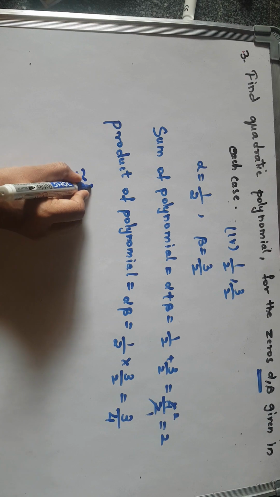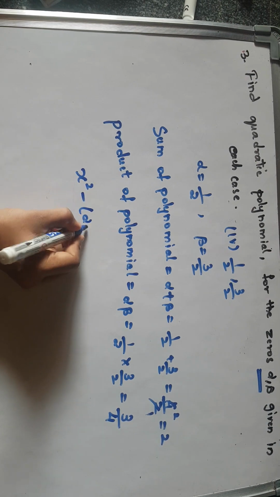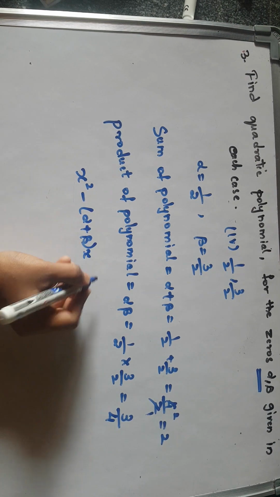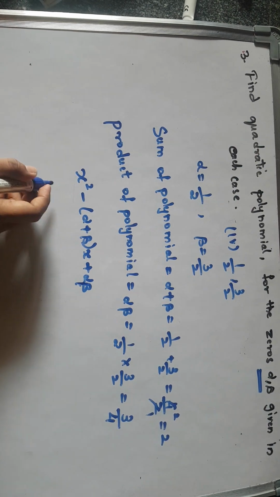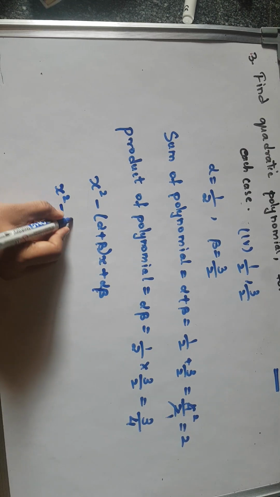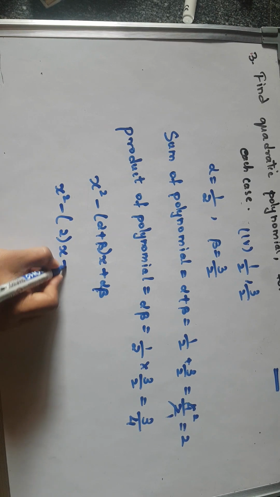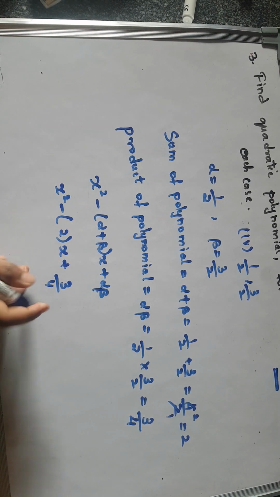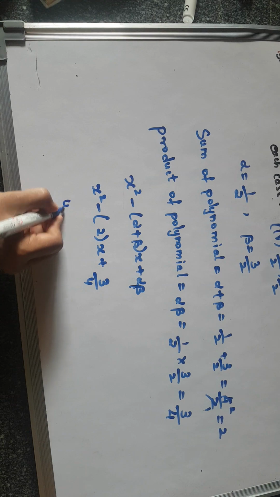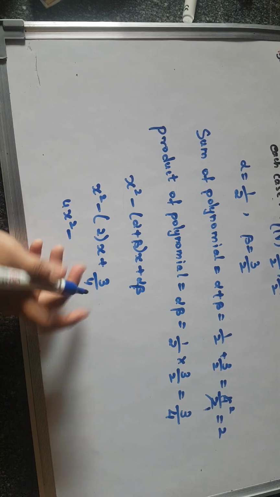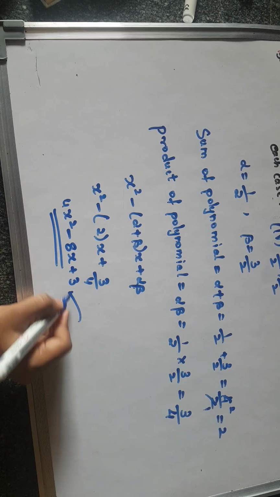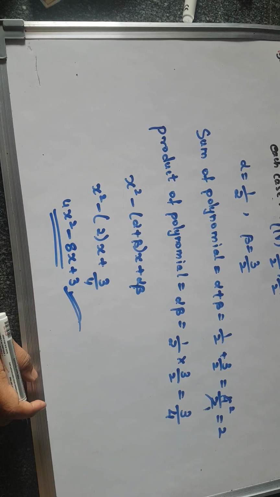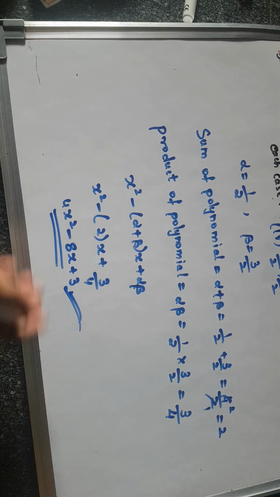What is the polynomial becoming? x square minus (alpha plus beta) x plus alpha into beta. This value is becoming x square minus 2 into x plus 3 by 4. Take the LCM here: 4x square minus 4 2's 8x plus 3. This is the required polynomial that has been formed. Let us continue with the next.